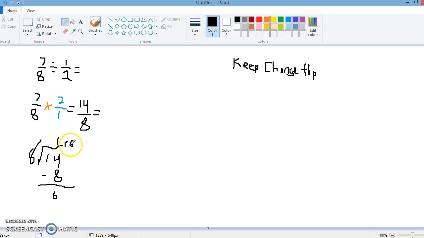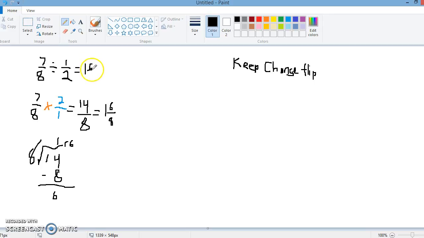Now when we go back to our problem, 14/8, we can turn it into a mixed number. 8 goes into 14 one time, and there's 6 remaining, over 8. There we go. Now we have a mixed number, and we like the way this fraction looks. So 7/8 divided by a half is 1 6/8.